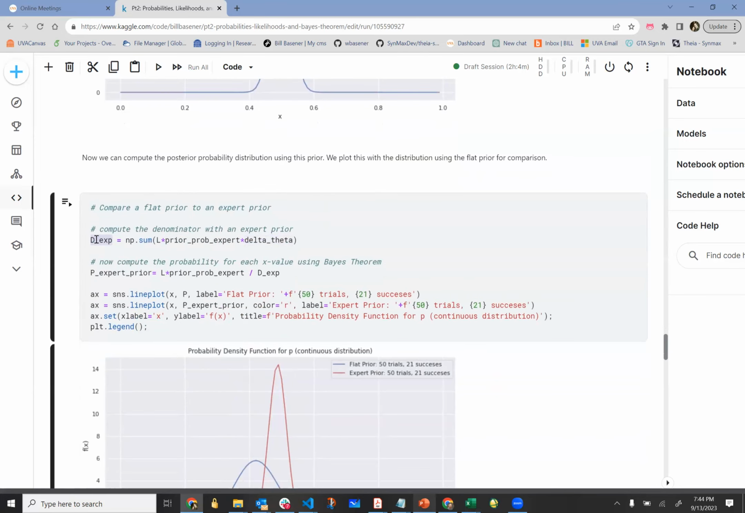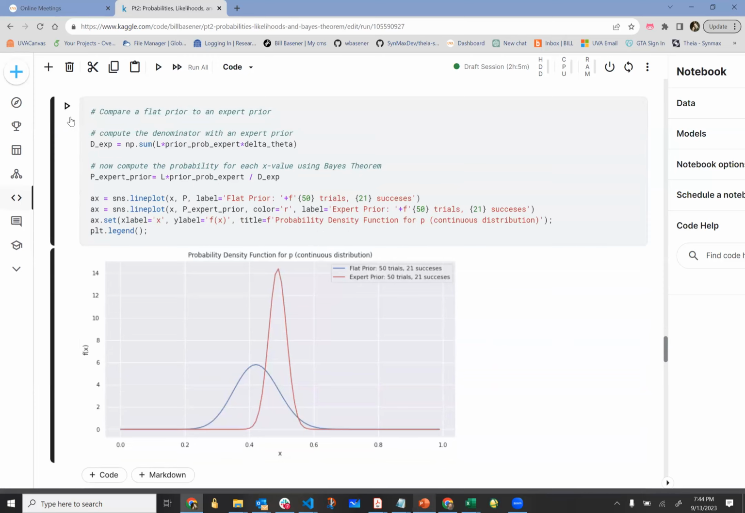So this is the denominator for the expert. Here's the posterior probability distribution for the expert case. This is just Bayes' theorem. And then we can plot the two of those together. The blue is what we would get if we flipped a coin 50 times and got 21 heads and had no prior belief or understanding of what a coin is.